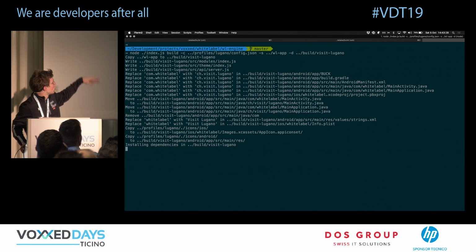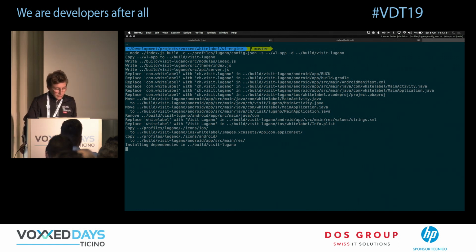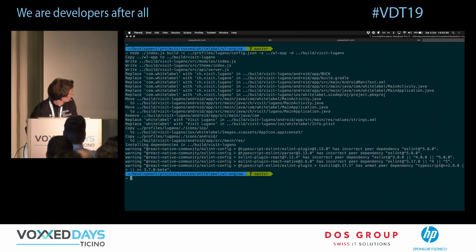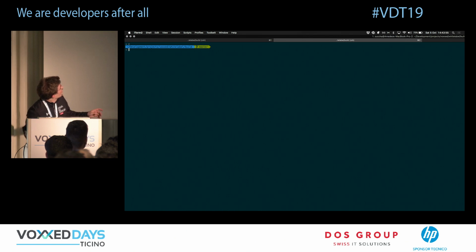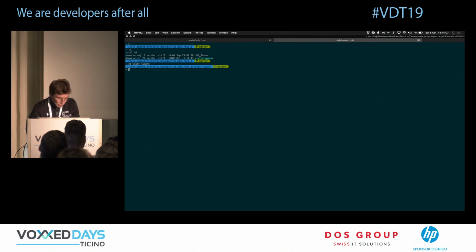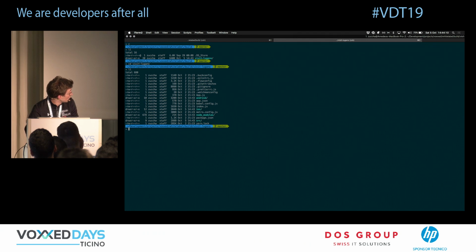It's doing some stuff. I also added a step for installing dependencies with Yarn. And while it's doing this, I'm gonna also start a mock server for Lugano. So here I've also built a small server, which will return us data. It's already listening, okay. And here it's done. So we generated our application. If I go now into the build directory, I can take a look and see there's now our generated application. If I go into it, Visit Lugano, we see we have our React Native project.